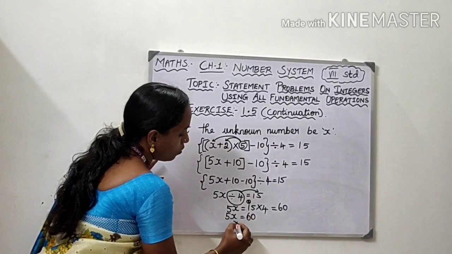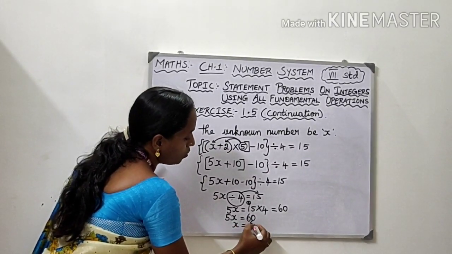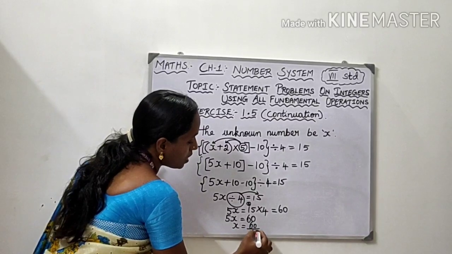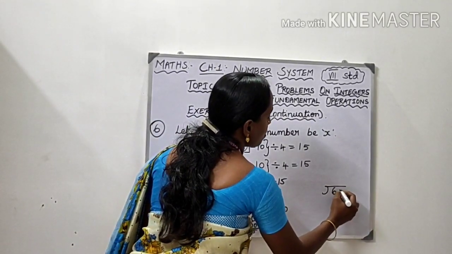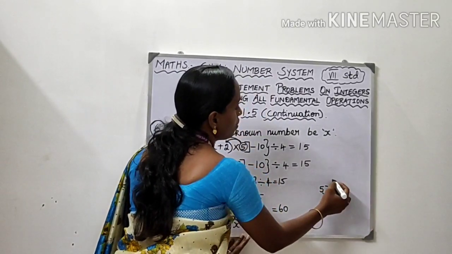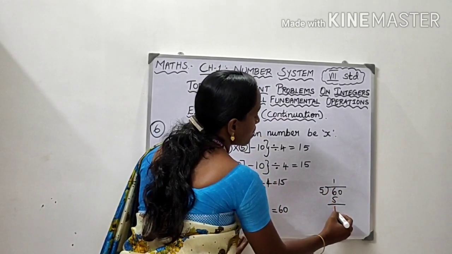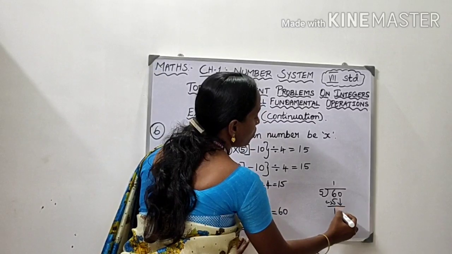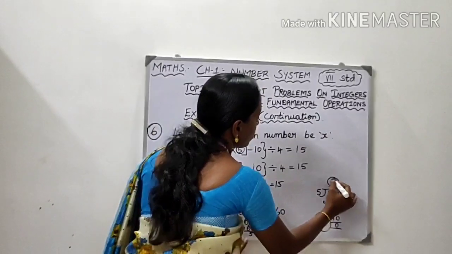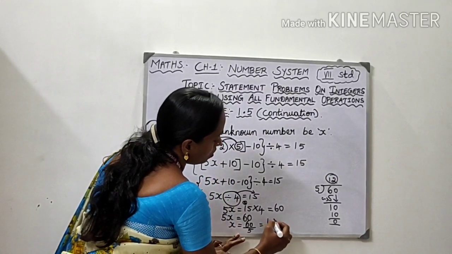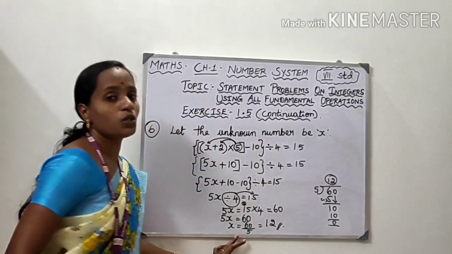Then we have to find out the x value. So you have to divide 60 by 5. So here we are going to divide this 60 in 5 table. 5 1s are 5. Balance is 1. Bring down the 0. 5 2s are 10. So what is our quotient? 12. So our unknown number is 12.